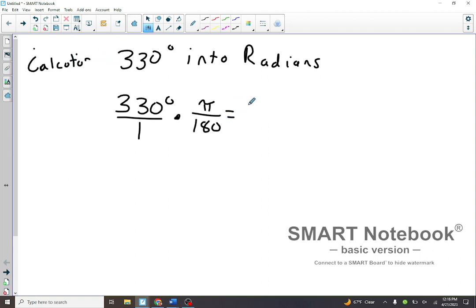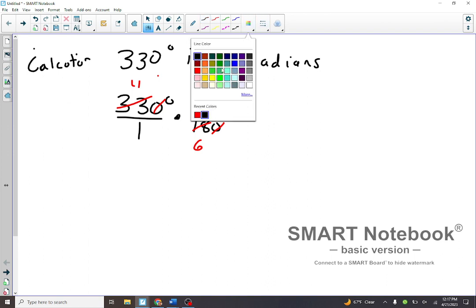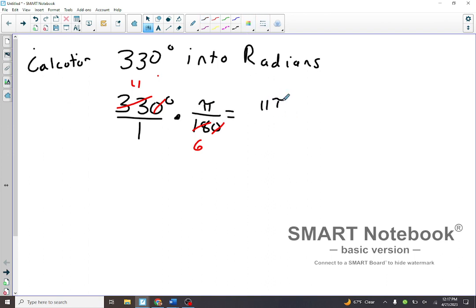So it's going to be reduce as much as possible. You could take out a 3, so that's a 6. That's an 11. So this turns out to be 11 pi over 6.